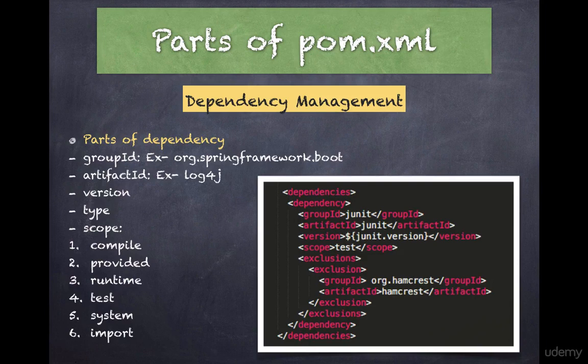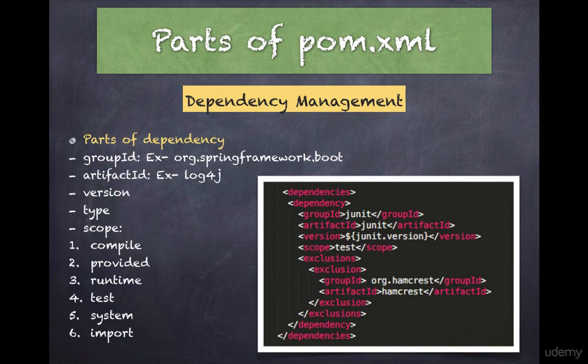The first is compile. This is the default scope. Any dependencies defined under the compile scope will be available in all the class paths. It will be packaged into the final artifact produced by the Maven project. If you are building a WAR type artifact, then the referred JAR file with the compile scope will be embedded in the WAR file itself.